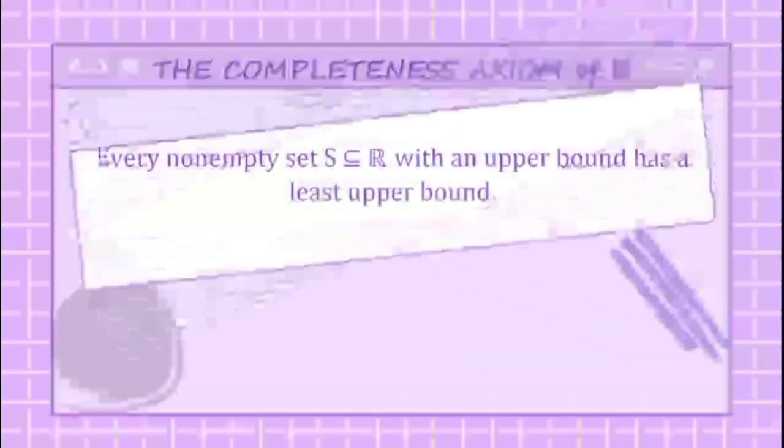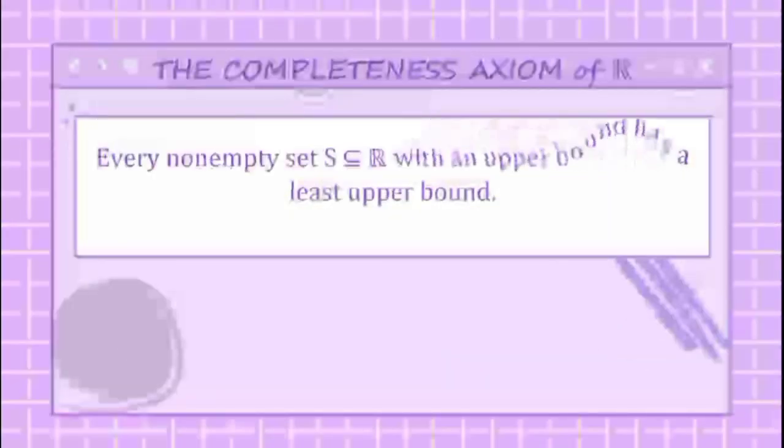Now let's move on to the last thing, which is the completeness axiom. This axiom states that every non-empty set S, a subset of real numbers, with an upper bound has a least upper bound. We have to understand that this does not mean that every subset of real numbers has a least upper bound. It just means that if a set has an upper bound, then it has a least upper bound.